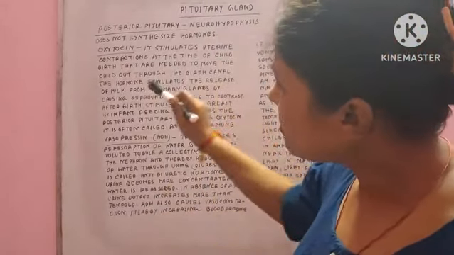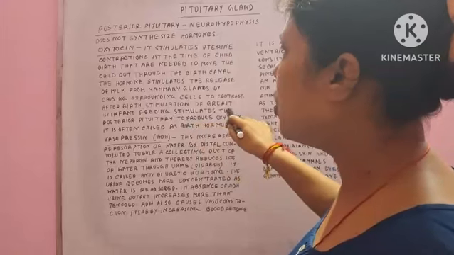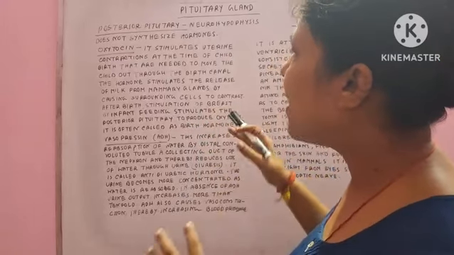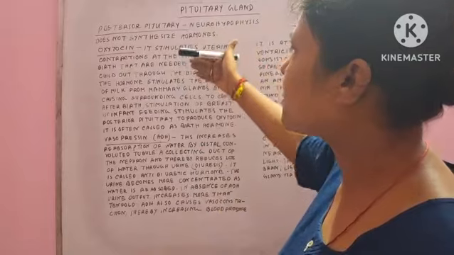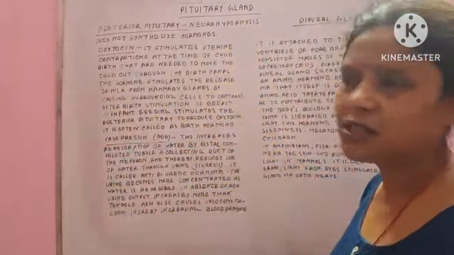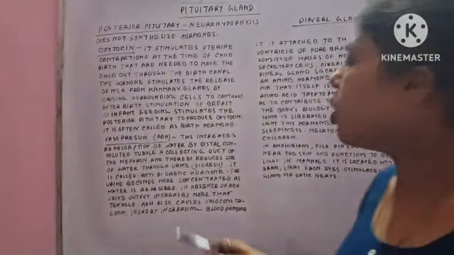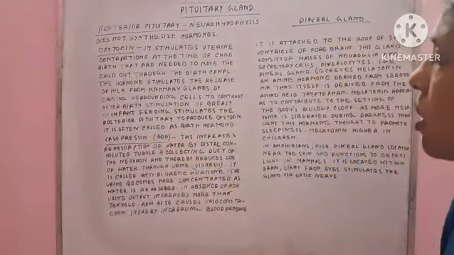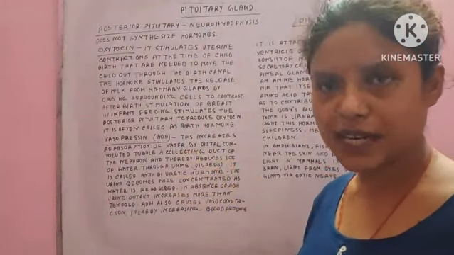So this is known as the birth hormone. Why? Because it helps in the two processes related to the birth of the child. That's why this is called the birth hormone. And the second hormone is vasopressin, or ADH, antidiuretic hormone.